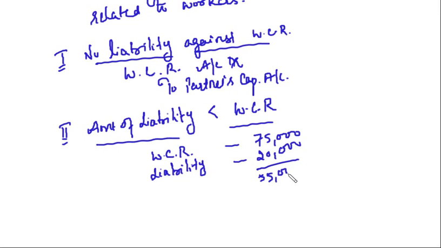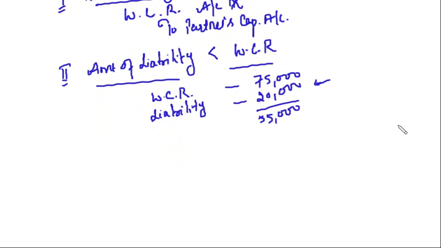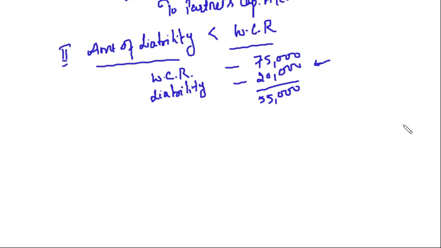55,000. That means one of your workers got injured during the working hours and the expenses on treatment were 20,000. Now you have to pay him 20,000. There is a liability of 20,000 with regard to workman compensation. So what will be the journal entry in this case?